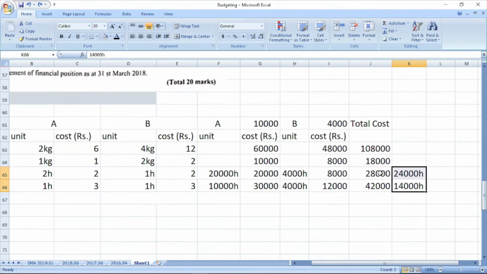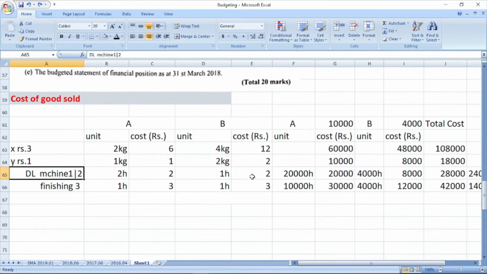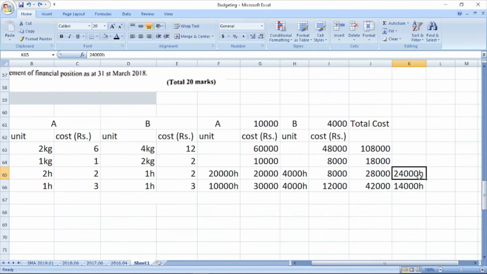Likewise, the 20,000 hours plus 4,000 hours, the direct labor machine hours are 24,000 hours. For 24,000 machine hours, cost is 28,000. Likewise, the A and B finishing department hours, it is 10,000 plus 4,000 is 14,000. For 14,000 hours, cost is 42,000.